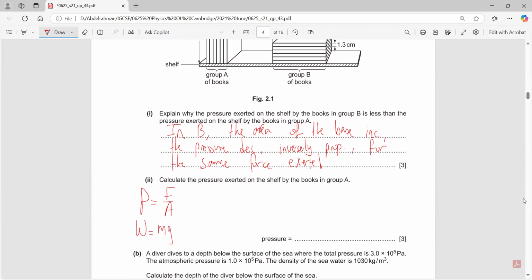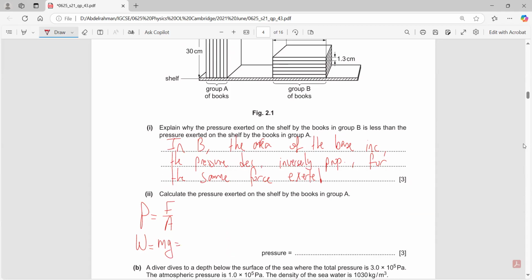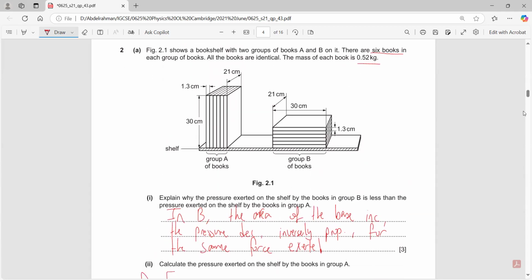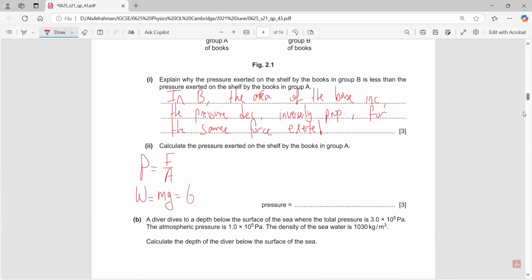Weight equals mg. The total mass is 6 times 0.52, and this is just the mass. Then you need to find the weight, so you multiply by 9.8. What's 6 times 0.52 times 9.8? This gives you a weight of 30.57, or you can just say 30.6 newtons. This is the total force, the total weight.